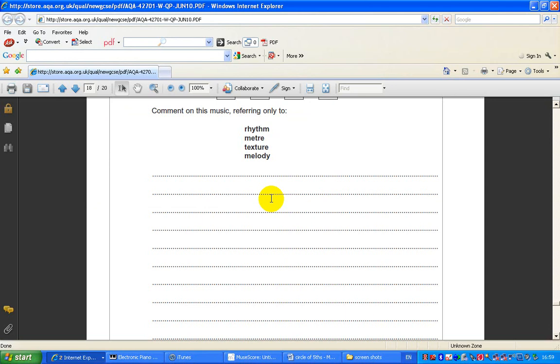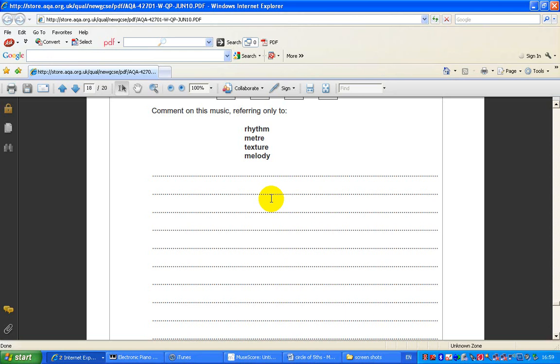Texture, well, at the beginning it started off with the whistles whistling a tune, so it was monophonic texture, but later a second melody came in, a counter melody, followed by a third bass line, so it went up in steps, single, then it went to 2 parts and then a 3-part texture.